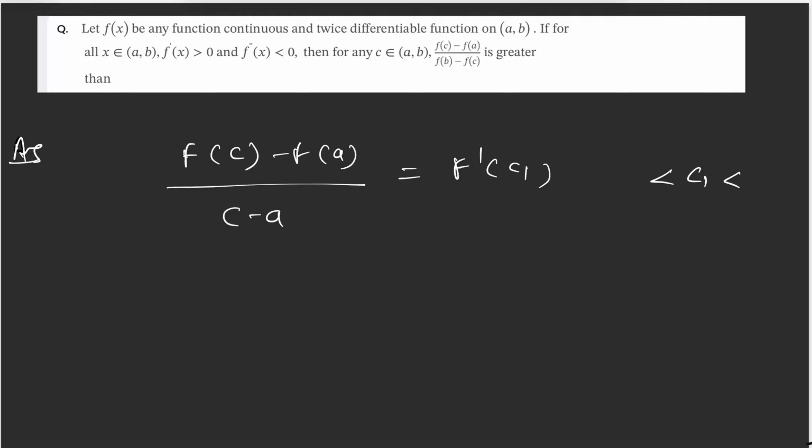between a and c. C is a number anywhere between a and b. It is given here also that c is a number between a and b. So this you can mark as equation 1.